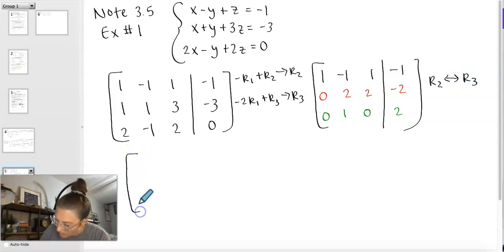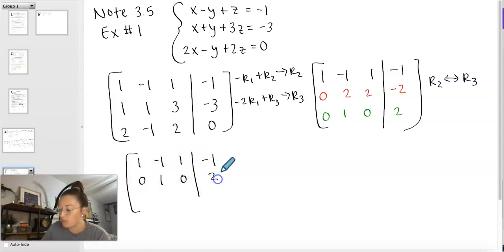Alright. Okay, so row 1, again, not changing: 1, negative 1, 1, negative 1. Row 2: 0, 1, 0, 2. It's already solved. Beautiful. And then row 3 is now 0, 2, 2, negative 2.